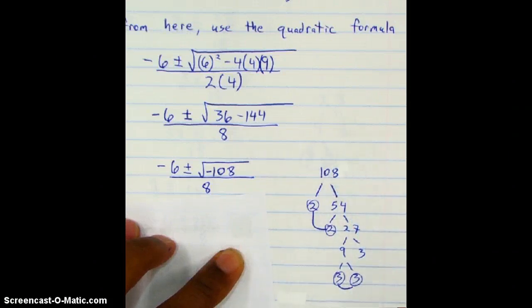108 factors out to 2 and 54. 2 times 54 is 108. And then 54 factors out to 2 and 27. And then 27 factors out to 9 and 3. And then 9 is 3 and 3.